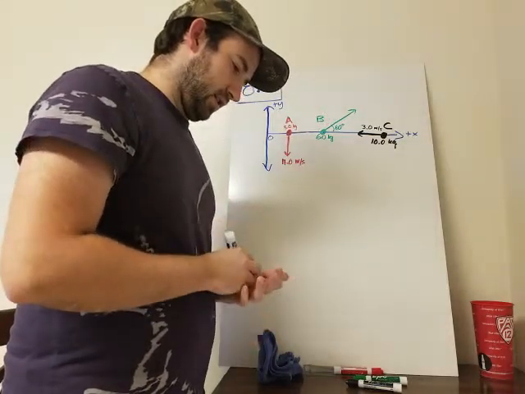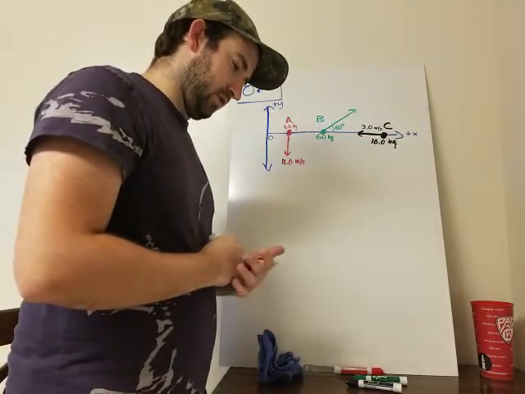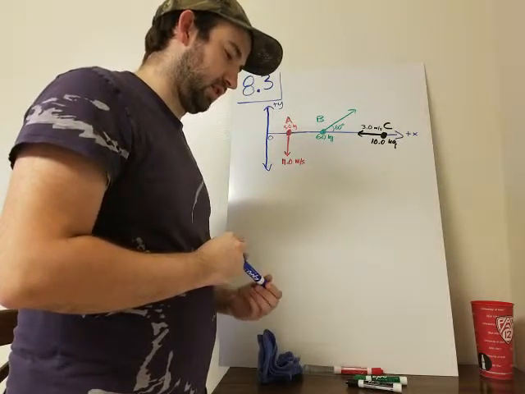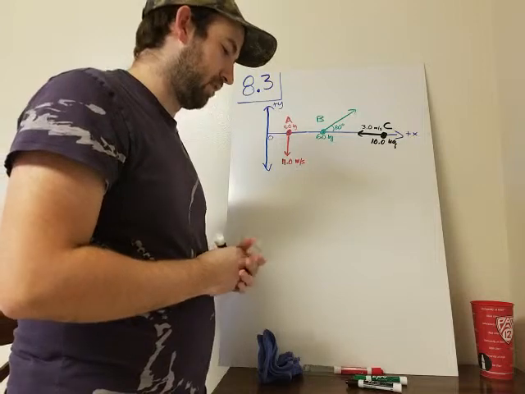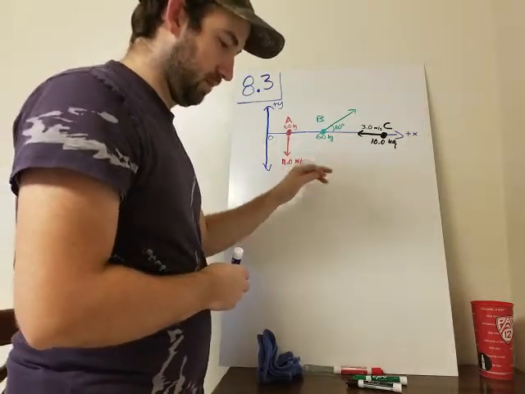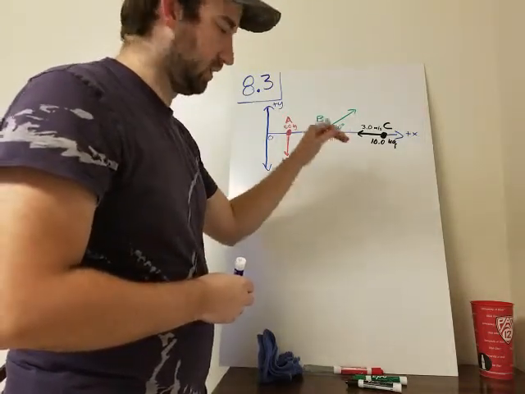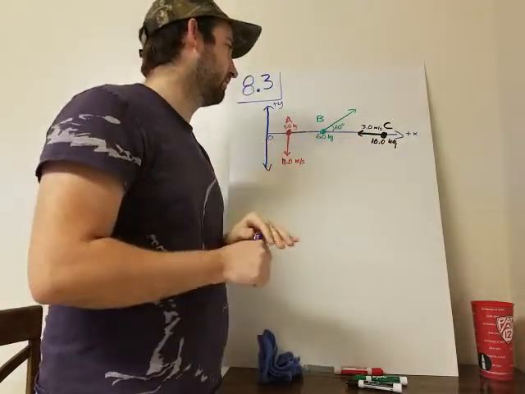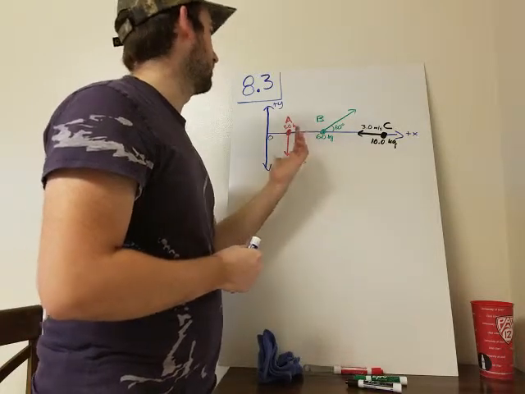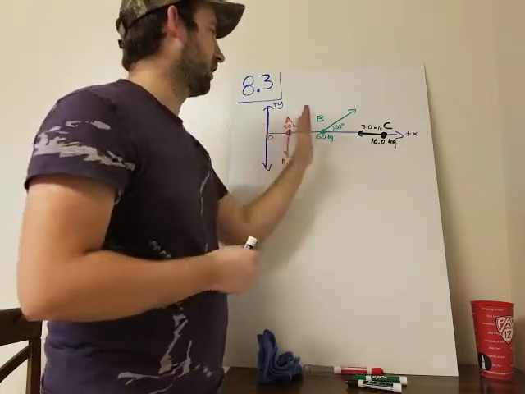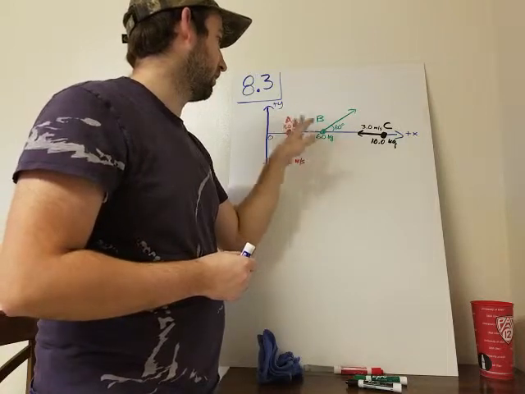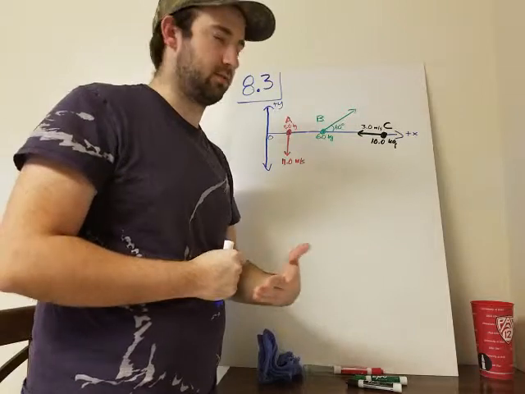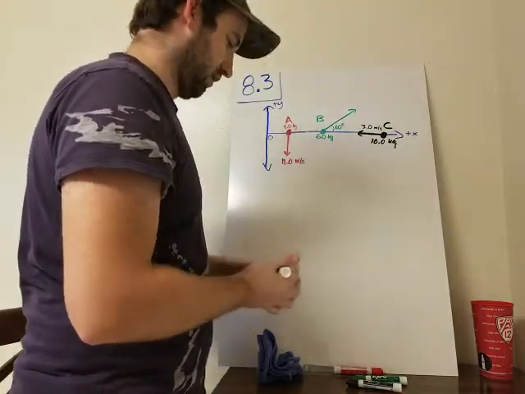And it says find x and y components of the net momentum of the particles if we define the system to consist of objects A and C, part B, which is B and C, and then part C, which is all three together. So the first thing we're going to need to do is break each object's movement, each momentum, up into the x and y components. So let's start with A.